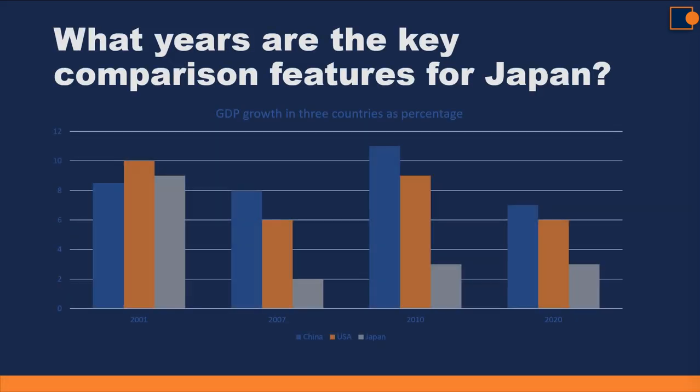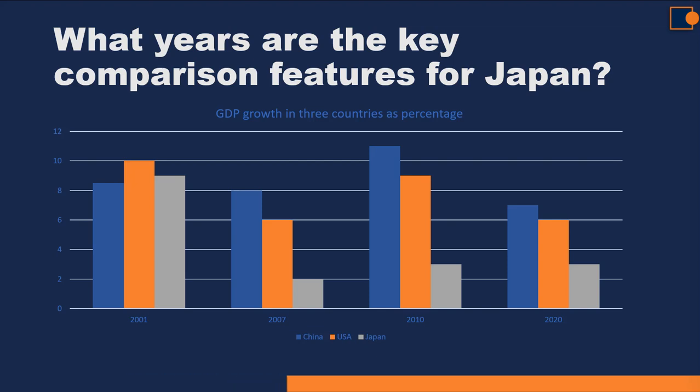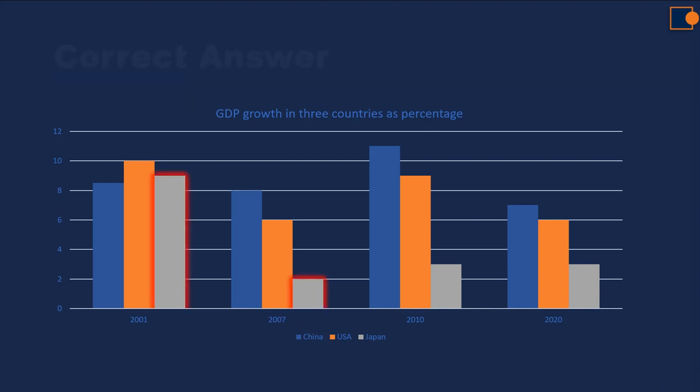Now have a look at another one, this time Japan, and make sure it must be comparison related. Well, that's obviously 2001, which is the highest, and the lowest is 2007. So guys, this is how you should select only the key features related to trends and to comparison. Okay, I think that's useful for you to select information effectively when you're writing a Task 1 question.